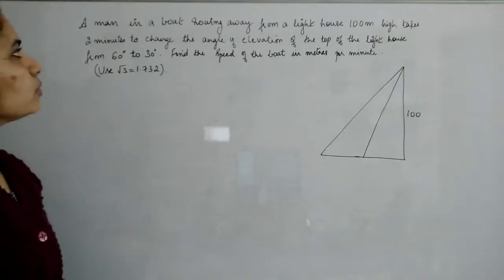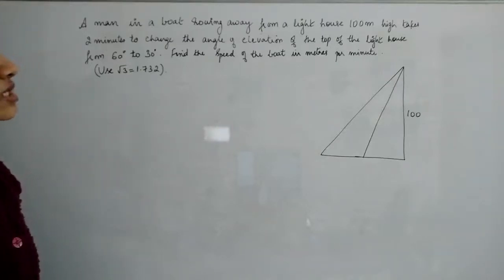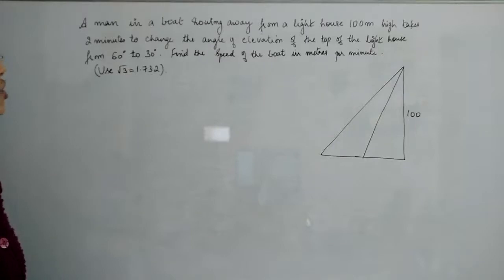A man in a boat rowing away from a lighthouse 100 meters high takes 2 minutes to change the angle of elevation of the top of the lighthouse from 60 degrees to 30 degrees. Find the speed of the boat in meters per minute.